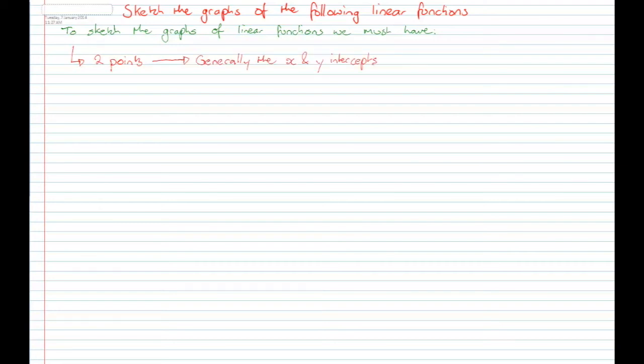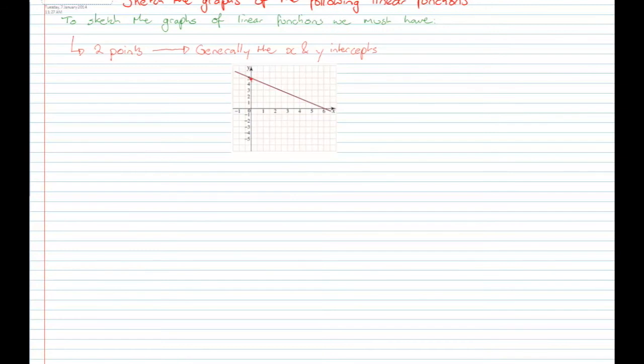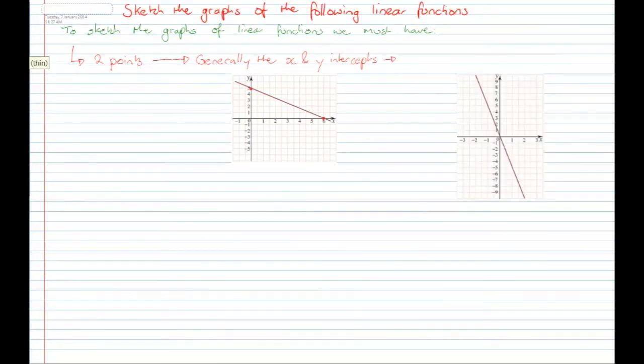So now it's time to have a look at some worked examples on how to sketch graphs of linear functions. Now as you saw before, to sketch the graph of linear functions we must have the following things. Now the first one being 2 points. And these are generally the x and y intercepts, as you can see here. But sometimes graphs don't have the 2 x and y intercepts, sometimes they share the same x and y intercepts. Such as what you can see here, where you've just got the one x and y intercept where they both go through the point 0, 0, and that's the only way it's possible.